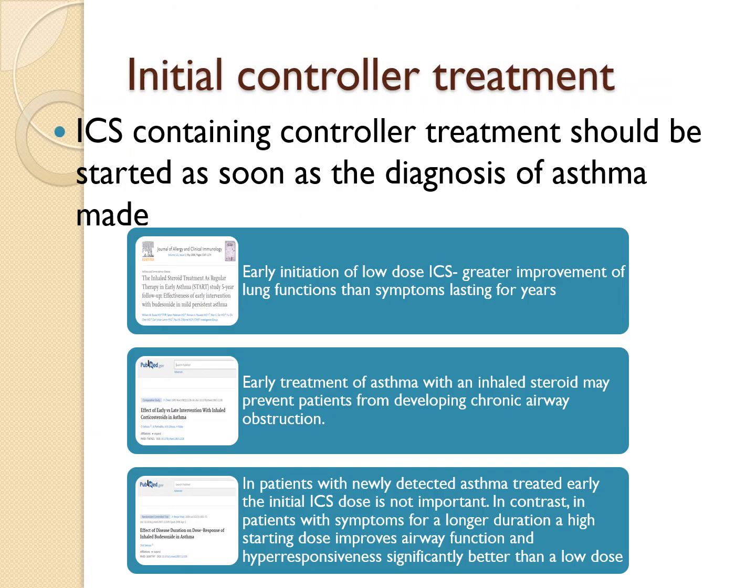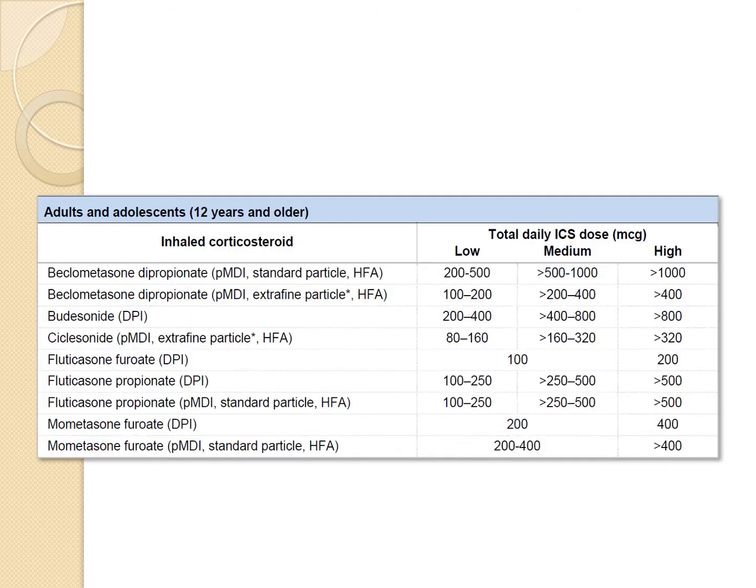Now, the recommendation that ICS has to be started from the beginning is supported by a number of trials. So, ICS containing control treatment should be started as soon as the diagnosis of asthma is made. The large trial is the START trial, which shows that early initiation of low-dose ICS is associated with greater improvement of lung function than in those with symptoms lasting for years. There's another trial which shows early treatment of asthma with an inhaled steroid may prevent patients from developing chronic airway obstruction. The third trial shows that if the patient is treated at a later stage to achieve proper control, the patient has to be put on a higher dose of steroid.